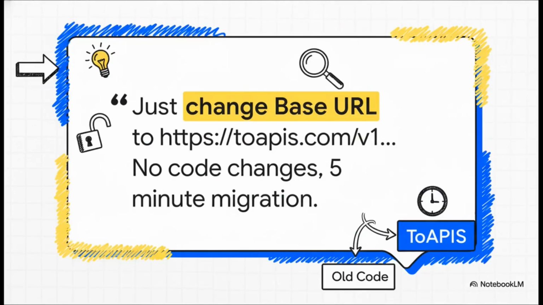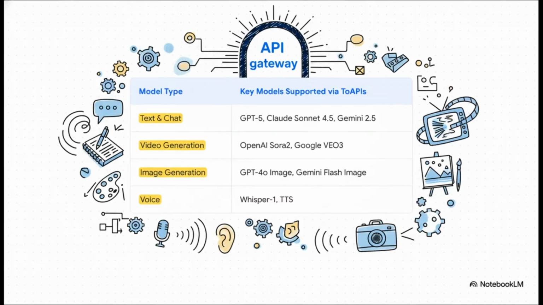And honestly, this is the real game changer. You don't have to rewrite your code. You don't have to learn a new SDK. You literally just change one single line, the base URL, to point to the ToAPIs endpoint, and you're done. We're talking a 5-minute migration. It is that simple. And with that one tiny change, you unlock access to the absolute bleeding edge of AI. We're talking flagship language models like GPT-5 and Claude Sonnet 4.5, powerful video models like OpenAI's Sora 2 and Google's Veo 3, plus top-tier image and voice models, all of it through that same exact API.